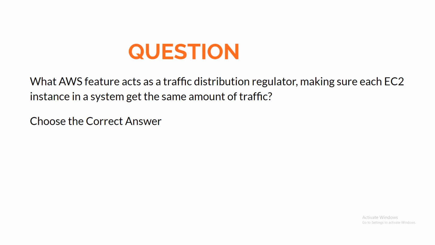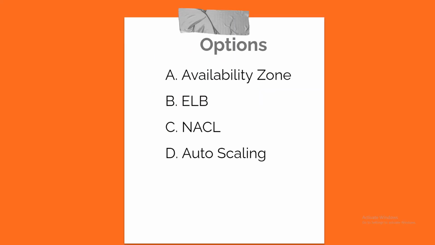Question: What AWS feature acts as a traffic distribution regulator, making sure each EC2 instance in a system gets the same amount of traffic? Choose the correct answer. A. Availability zone. B. ELB. C. NACL. D. Auto-scaling. Answer: B. ELB.